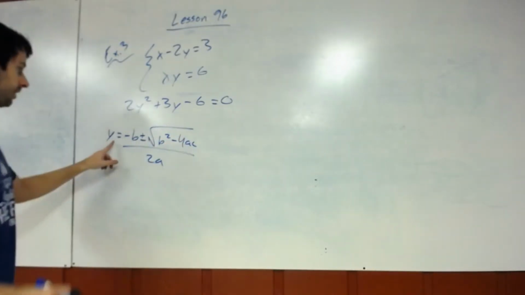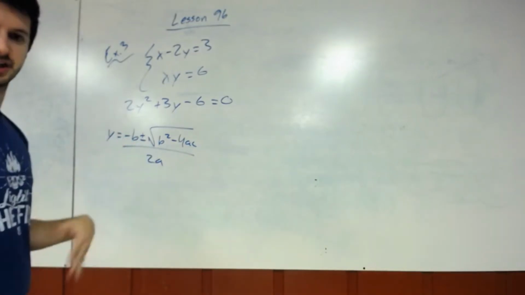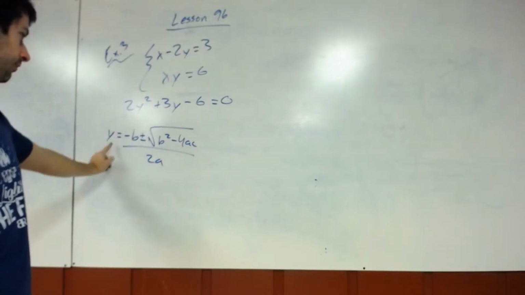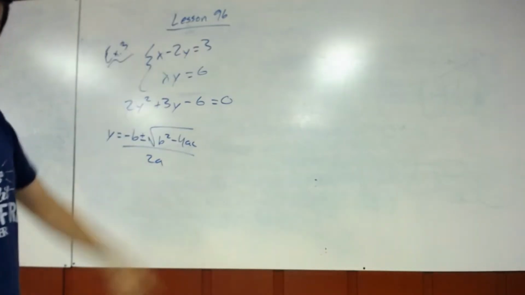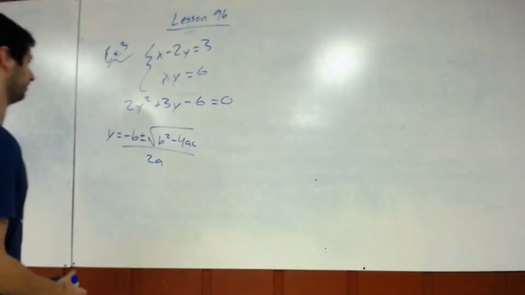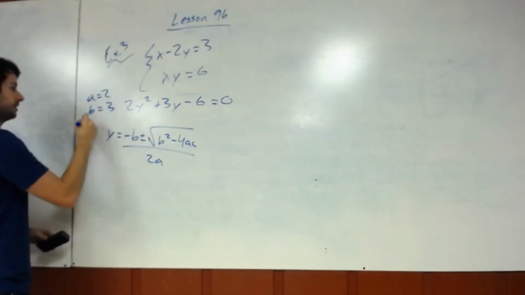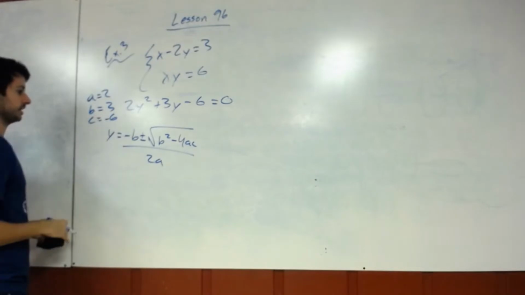Now notice I'm writing a y here. Normally we say x equals negative b, yada, yada, yada. Well, we're actually solving for y. So therefore I'm going to put y there, otherwise I'm going to forget and be confused of what I'm solving for. So a is 2, b is 3, c is negative 6.